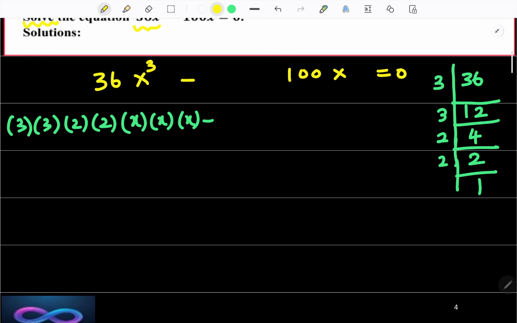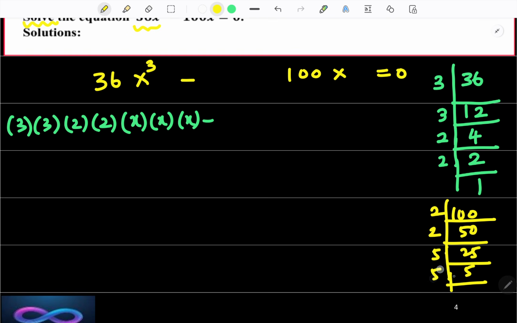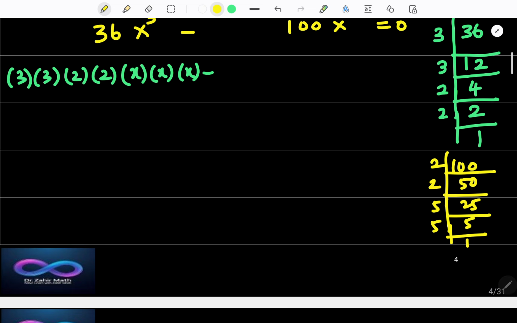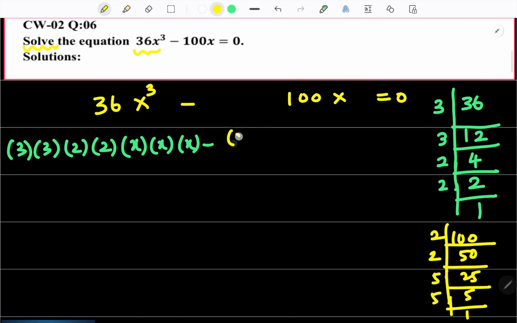Next I'm going to do 100. So if I do 100, 2 times 50, 2 times 25, 5 and then 5 1. So how many 2's are there? Which is 2 times, can you help me? Yes, 5 times x equal to 0.